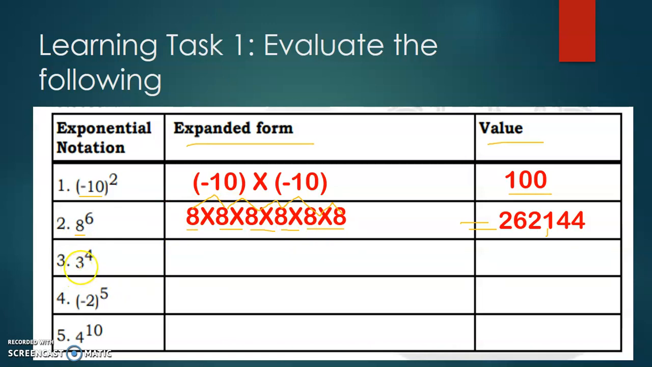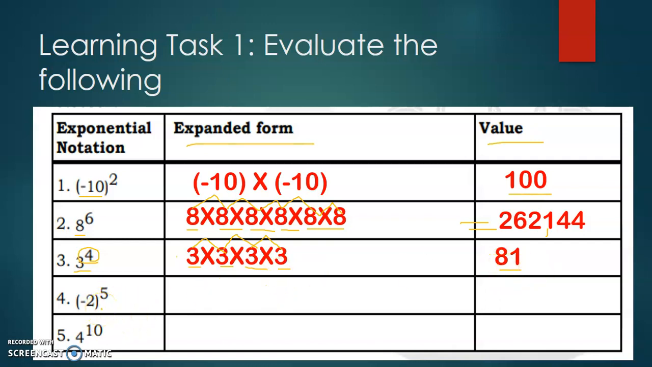Number 3. 3 to the power of 4, that is, ang base ay 3, ibig sabihin, ang 3 imumultiply natin ng 4 na beses. So, ang makikita lang natin dito sa expanded form ay lahat ay 3 lang. That is 3, 1, 2, 3, 4. 4 na beses. If you're going to multiply everything, that is 3 times 3. That is 9. And then 9 times 3, that is 27. And then times 3, the product is 81. So, in expanded form, that is 3 times 3 times 3 times 3. And the value is 81.